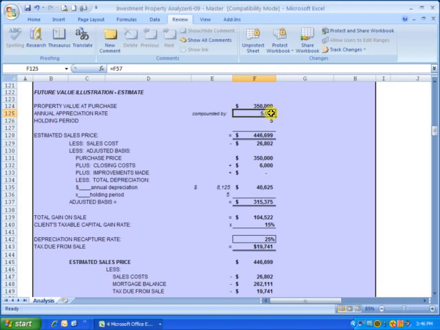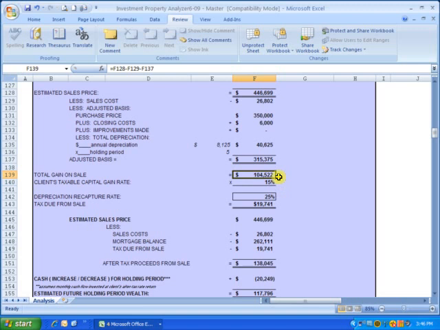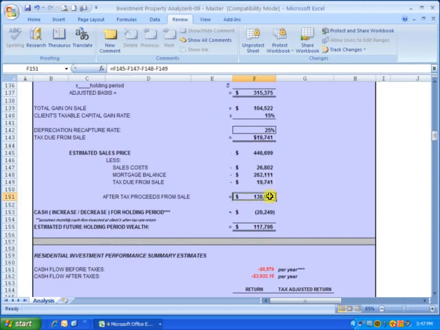In this example, we bought the house for $350,000. We anticipated a 5% rate of return per year, and we're going to hold it for 5 years. This results in the house going up to $446,000 when it comes time to sell. It'll go through the math for our investors, and we can help them see total gain on sale of $104,522. With a capital gains rate of 15% and the fact that we have to pay back 25% of the depreciation benefit we took during that time, we have taxes due upon sale of just under $20,000.